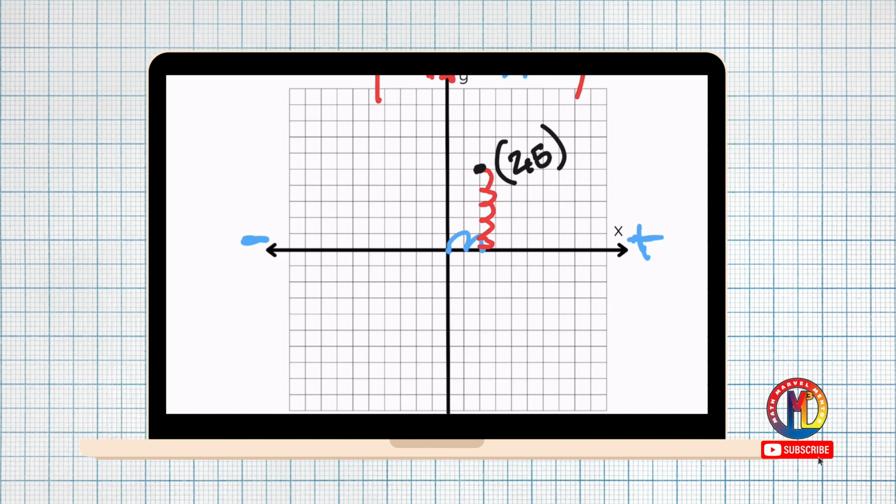Okay, now we have x is 5 and y is 2. So we're going to see how this is different when the numbers are flip-flopped. So again, starting from (0, 0), I'm going to go to the right 1, 2, 3, 4, 5 spaces, and then I'm going to go up 1, 2 spaces. And so here is my ordered pair (5, 2), and the directions say to label the quadrant, and so this is in quadrant number 1, where x is positive and y is positive.